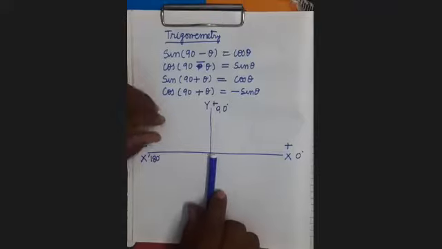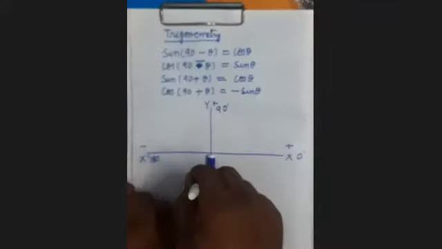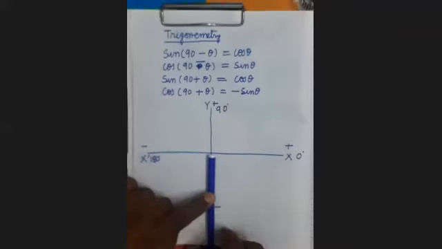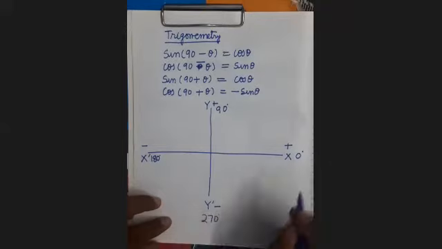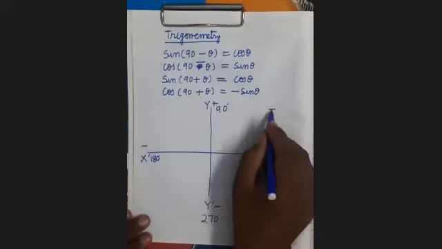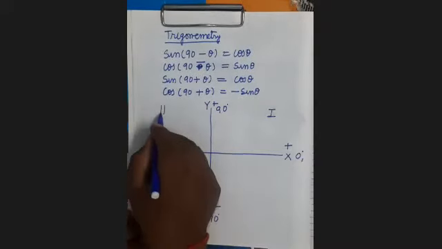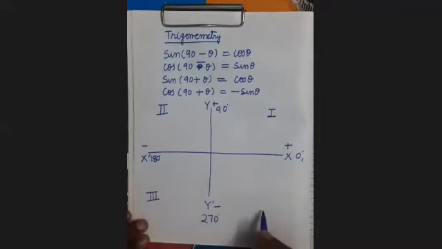When the pen is kept like this, what is the angle? You can see here. The angle will be 270 degree. And then it is 360 degree. These are the 4 quadrants. This is the first quadrant, this is the second quadrant, this is the third quadrant, and this is the fourth quadrant.